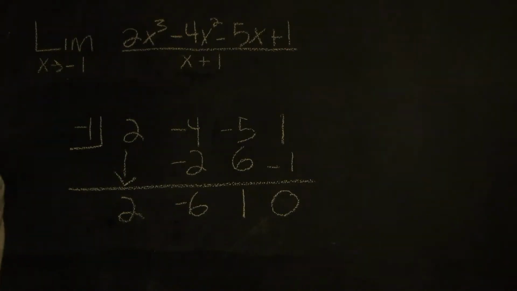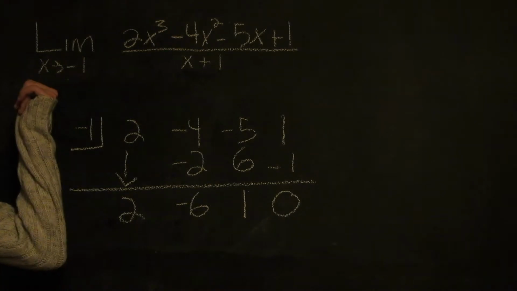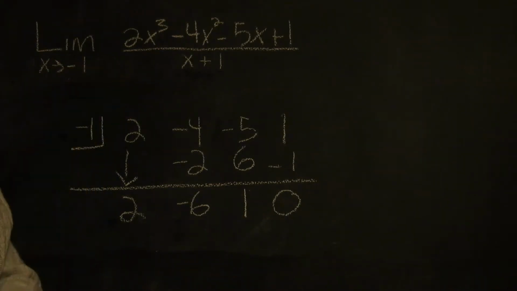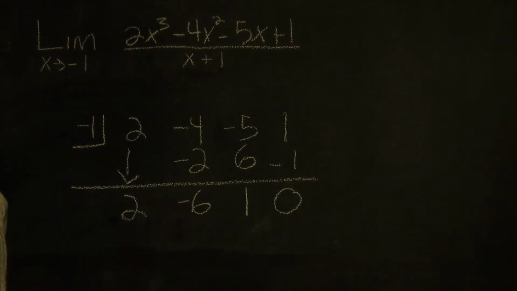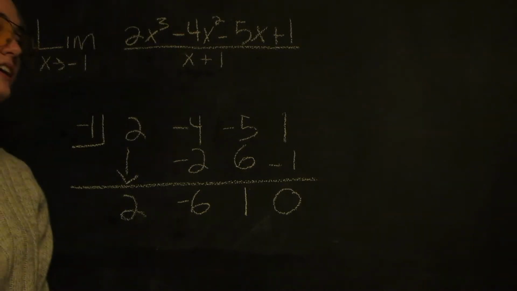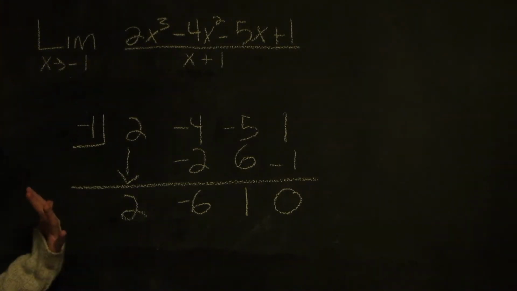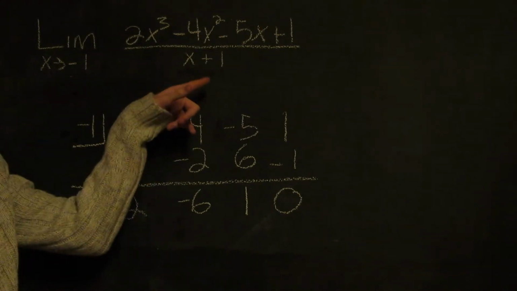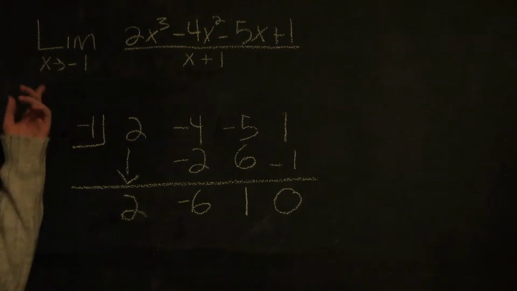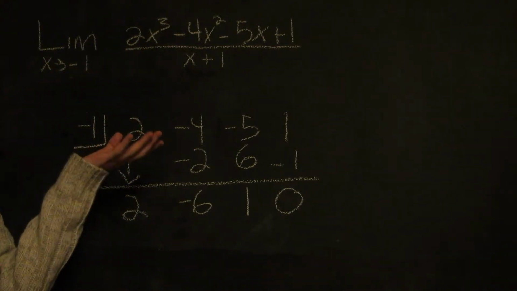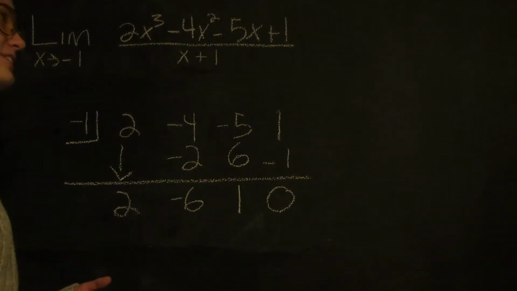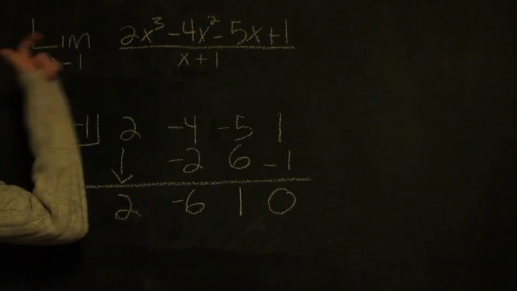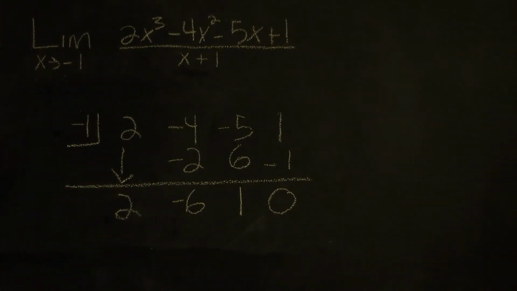Okay. So for this problem, we're going to be finding the limit as x approaches -1 of this equation, which is 2x cubed minus 4x squared minus 5x plus 1 all over x plus 1. The first step that we are going to be needing to do is factoring out the x plus 1, because if we were to plug in -1 for this equation, it would just be 0 over 0, which is indeterminate. To factor out the x plus 1 from this equation, we are going to be using synthetic substitution.